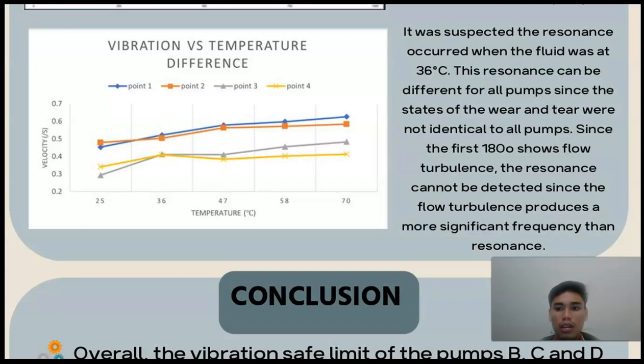This resonance can be different for all pumps since the states of the wear and tear were not identical to all pumps. Since the first 180 degrees shows flow turbulence, the resonance cannot be detected since the flow turbulence produces more significant frequency than the resonance.